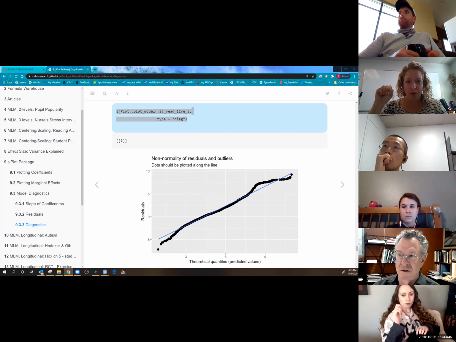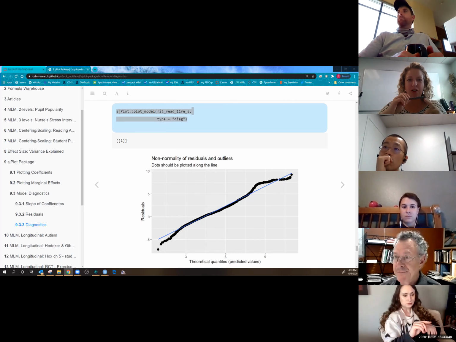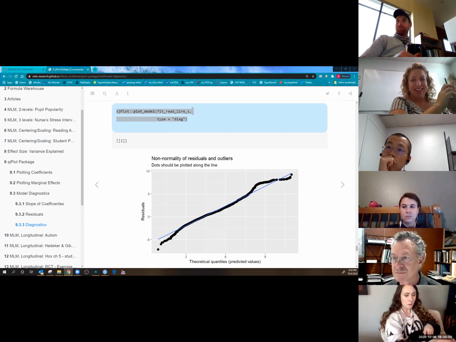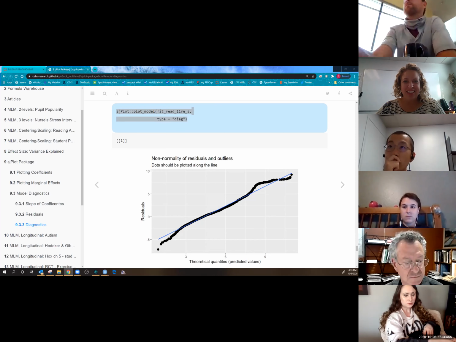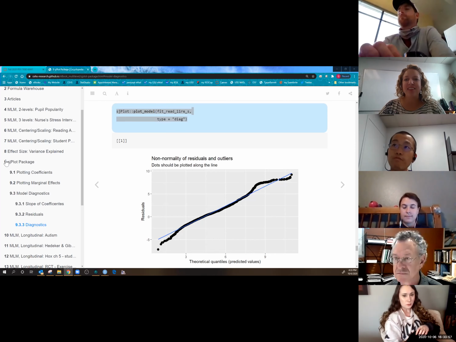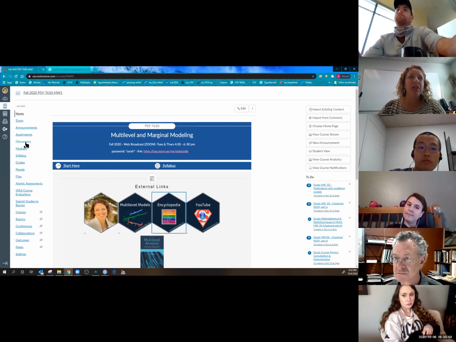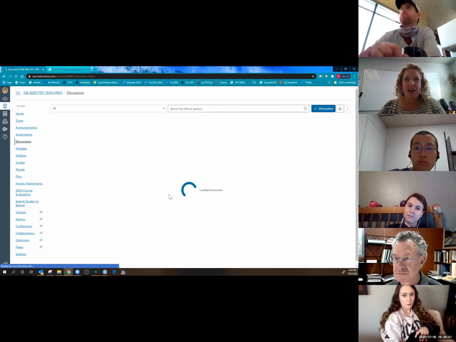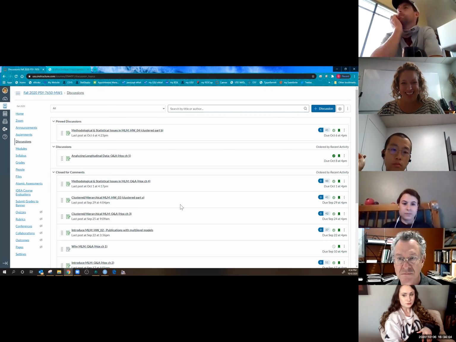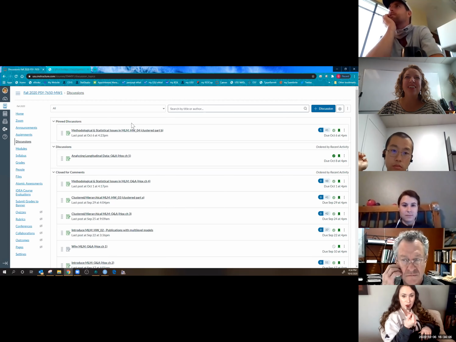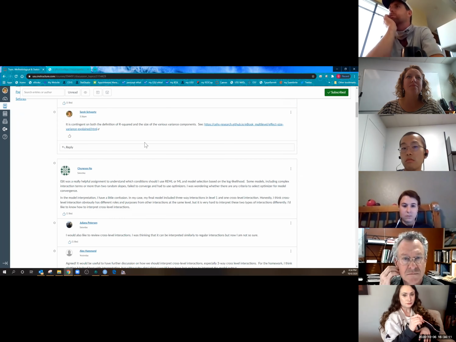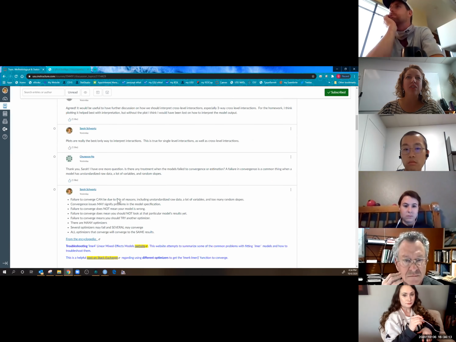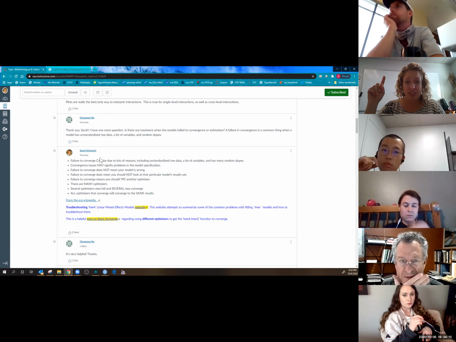Other questions before we hit longitudinal on clustered, on the homework discussion board, clustered information. Let's see. We had some really great discussion board discussion. So here is the one for clustered data. There was a lot about convergence. So it's just some high points.